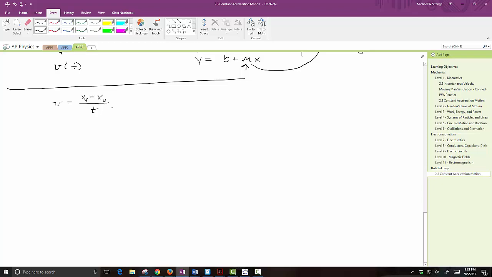And since our velocity is changing, I also know that my average velocity, I'll just put a little a over some time period, is going to be the average. So I can just add them: my initial velocity plus my final velocity, divided by 2. That would be my average velocity for constant acceleration. All right.